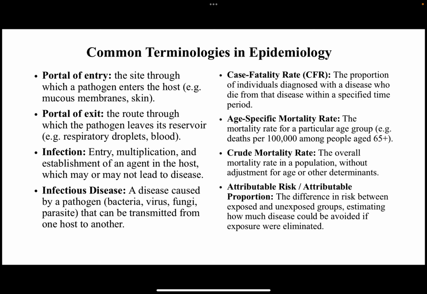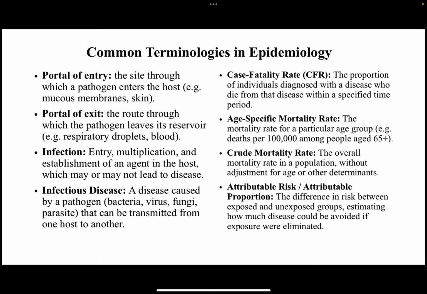Okay, that is what we call portal of exit. Is that okay? Good. Example, influenza leaves through coughing and sneezing. Cholera leaves through contaminated feces. Now, the next thing is infection.